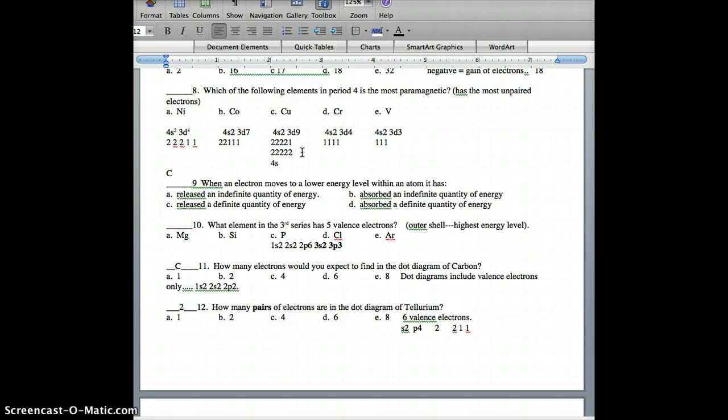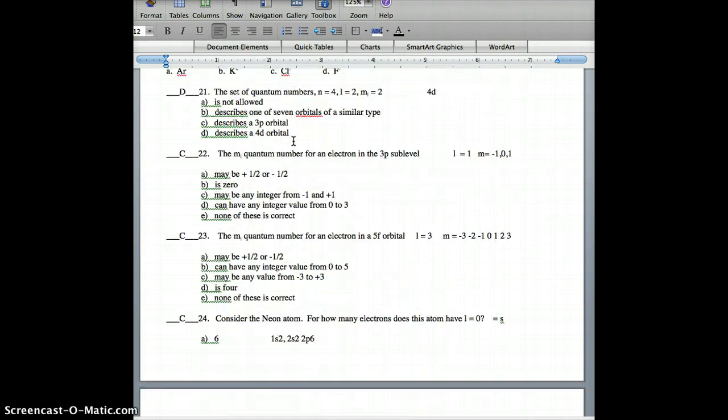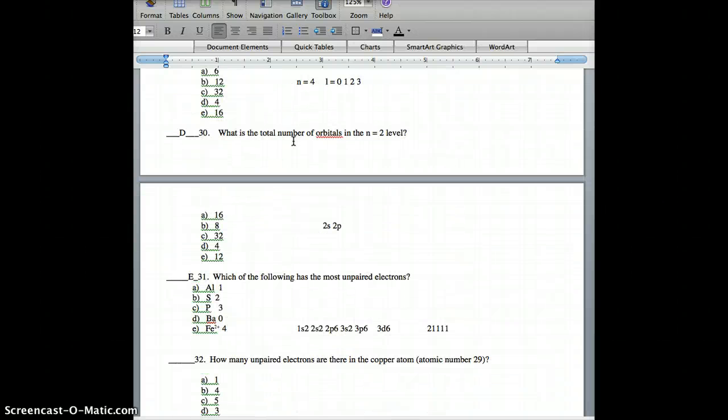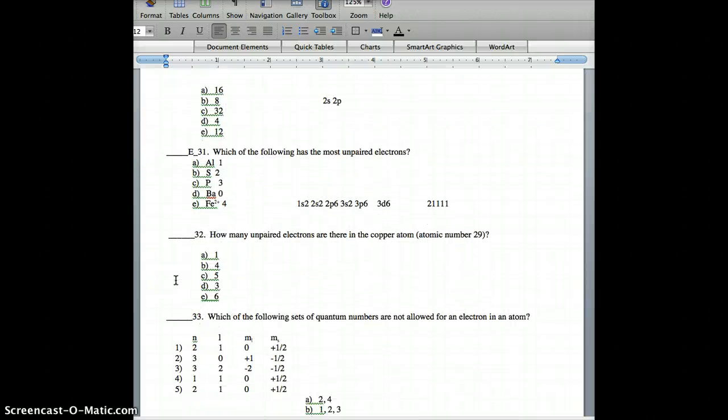But if it becomes 22222, one of the 4s gets promoted. Instead of 4s2, it becomes 4s1, and then a 3d10. So the unpaired electron in copper is actually this one, but if you thought it was this one, you'd still get that question right. So the answer for the number of unpaired electrons in copper is 1. All right, and we did that one. Here we go, 1.